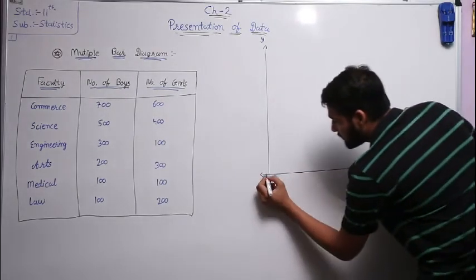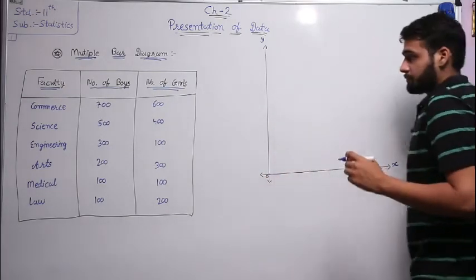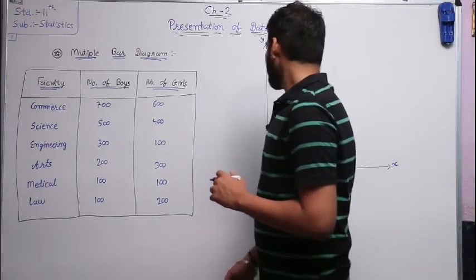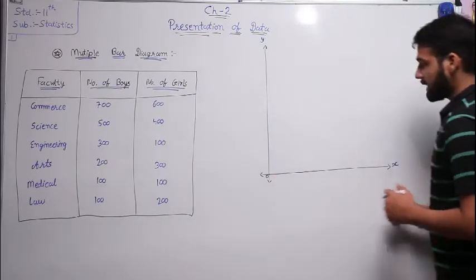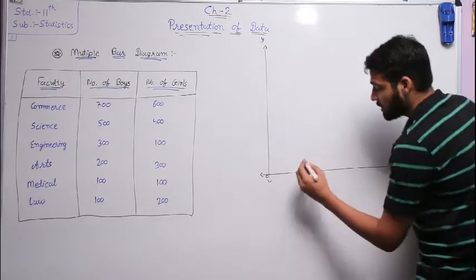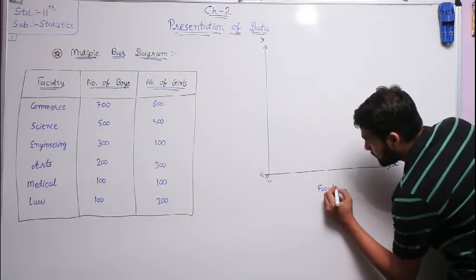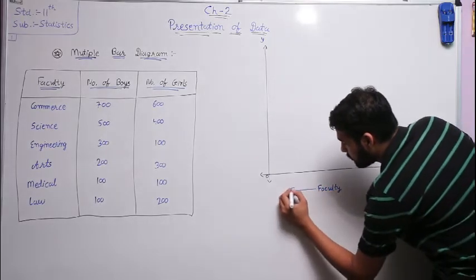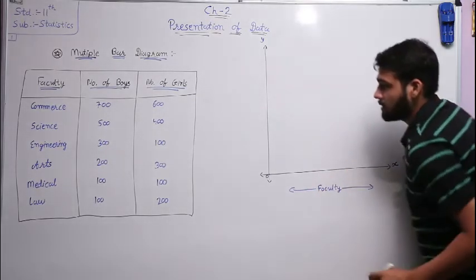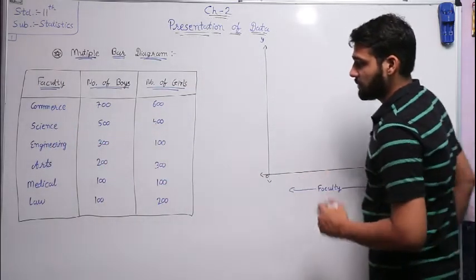Here we mention 0. First of all we mention the faculty on our x axis. How many faculties do we have? Six types. So here we mention faculty on the x axis: commerce, science, engineering, arts, medical and law.